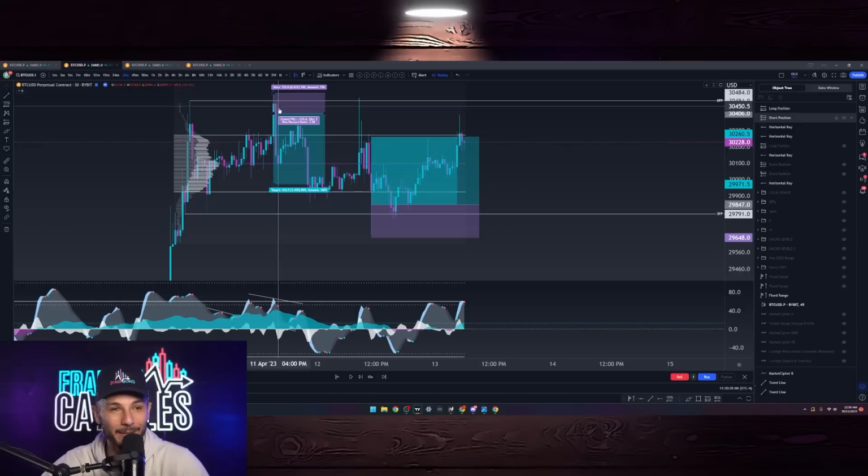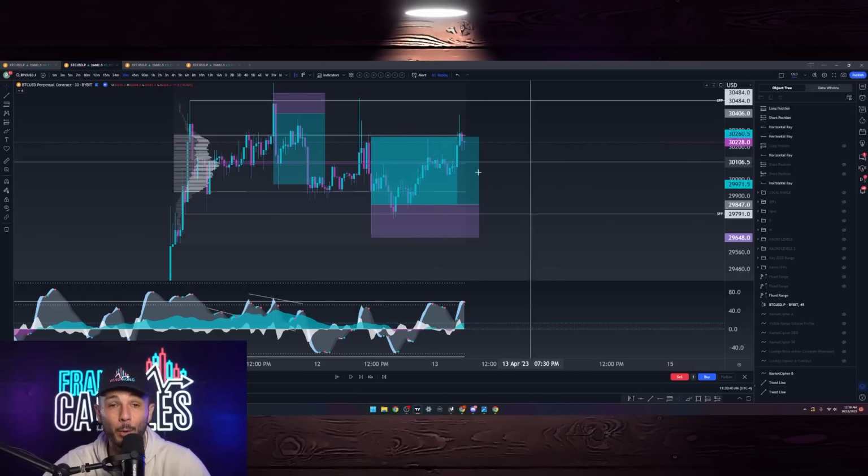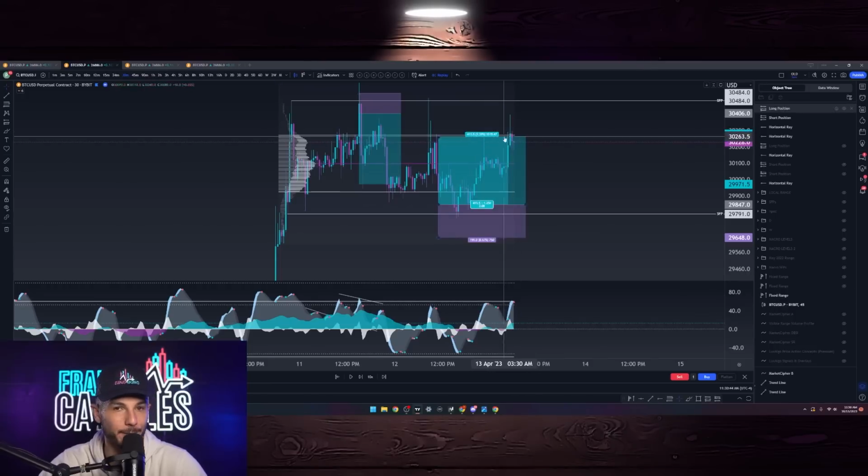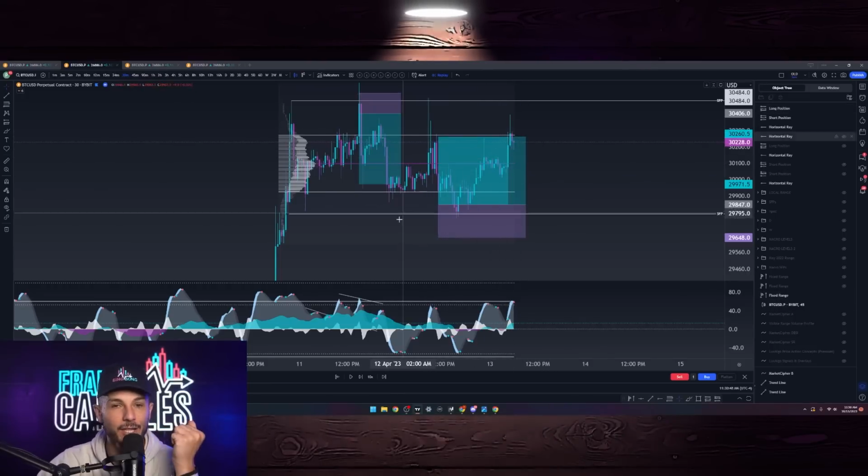In this example, obviously, this one did bing bong around a little bit more, but you can see a high probability win rate. We did come right back up towards that volume profile or that value area high for our TP. So there you go, guys.